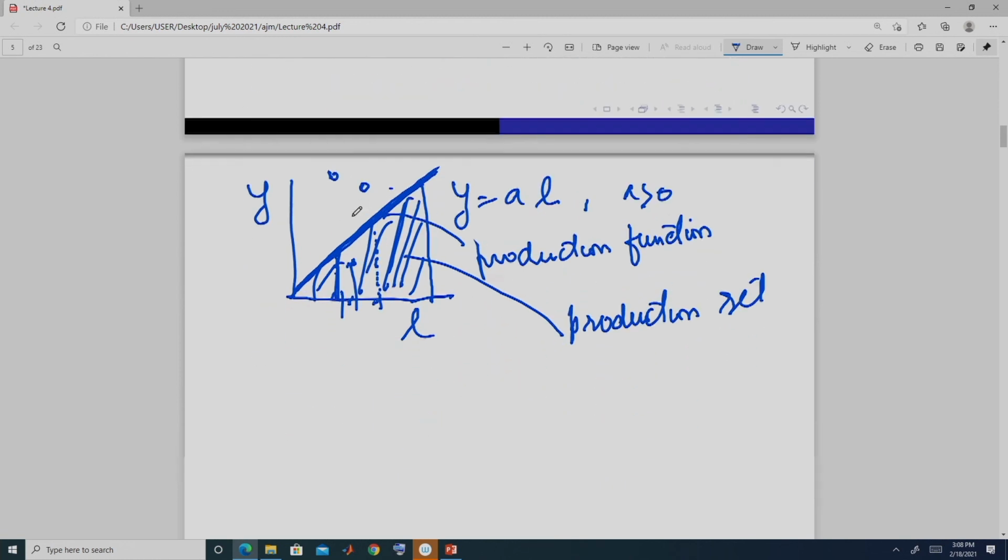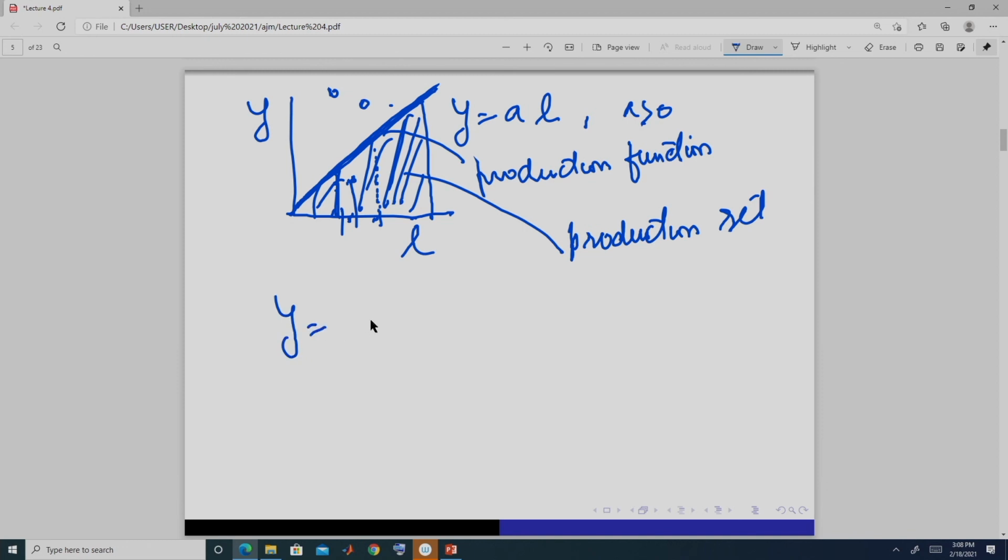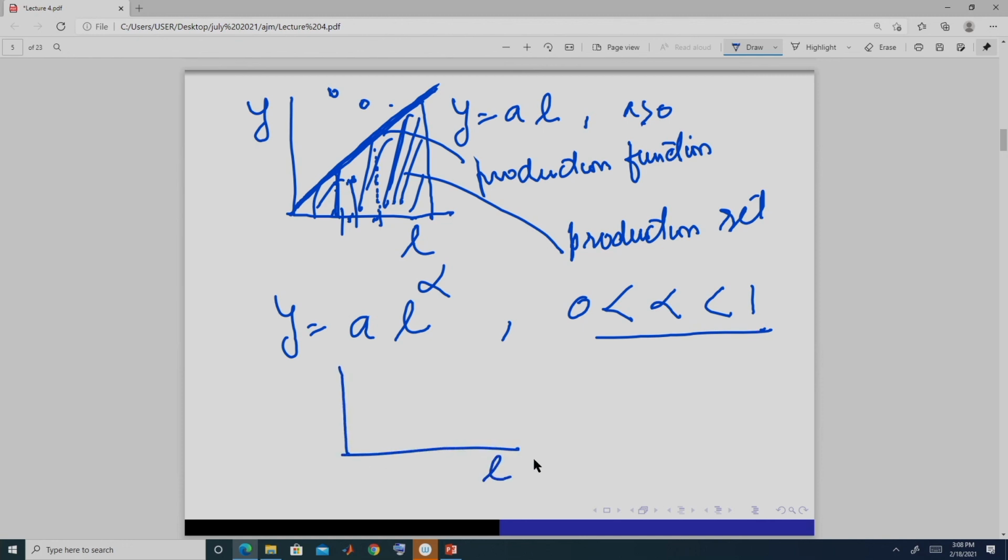Another example of a production function you can take is this, where alpha takes a value between 0 and 1. If we plot labor here, alpha is a number between 0 and 1, and A is a positive number, we get a curve like this. Here if we employ this much labor, the maximum output possible is this much. If we employ this much labor, the maximum possible output is this much.